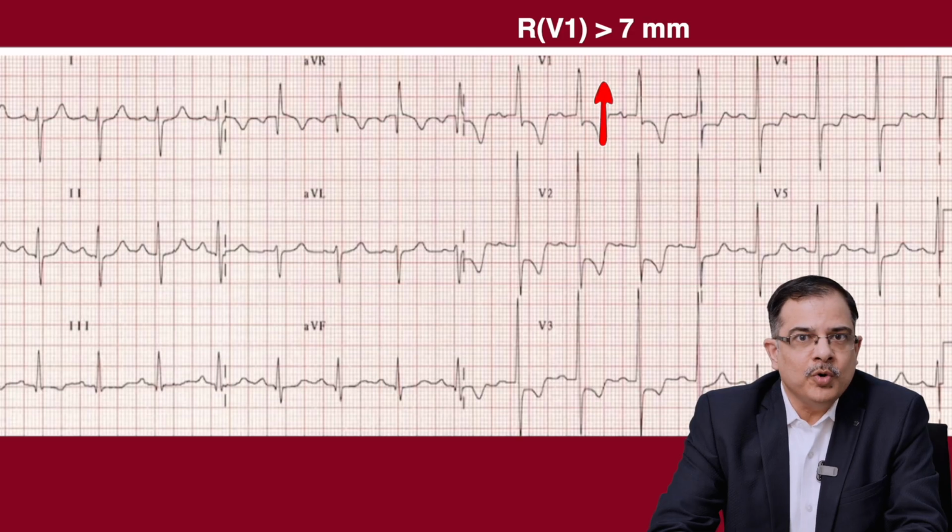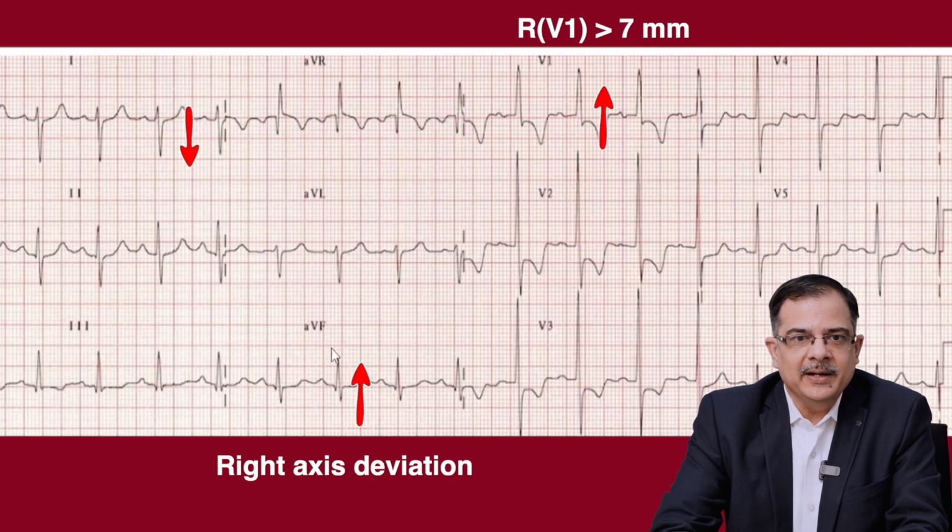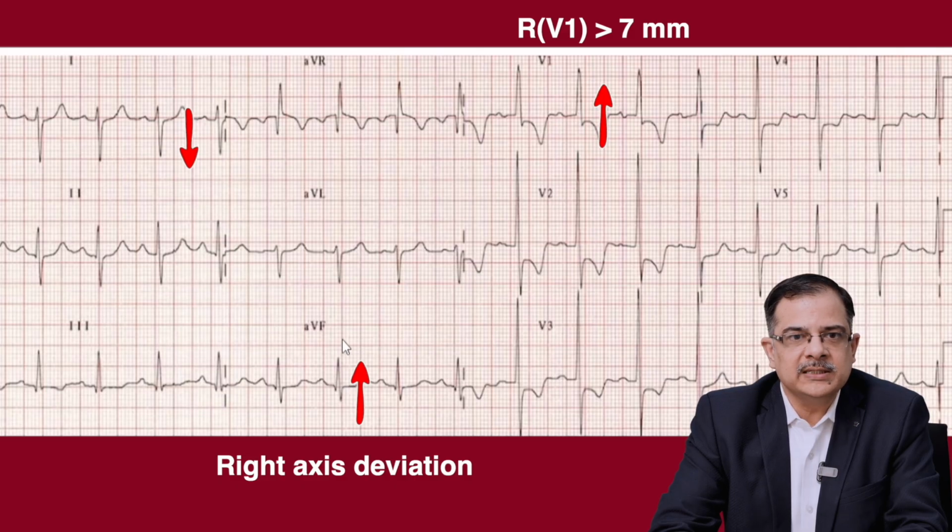The right ventricle is more prominent. It causes right axis deviation. So you can confirm whether there is a right axis deviation. Lead 1 QRS is negative and AVF QRS is positive. So they are going towards each other. So it is a right axis deviation.